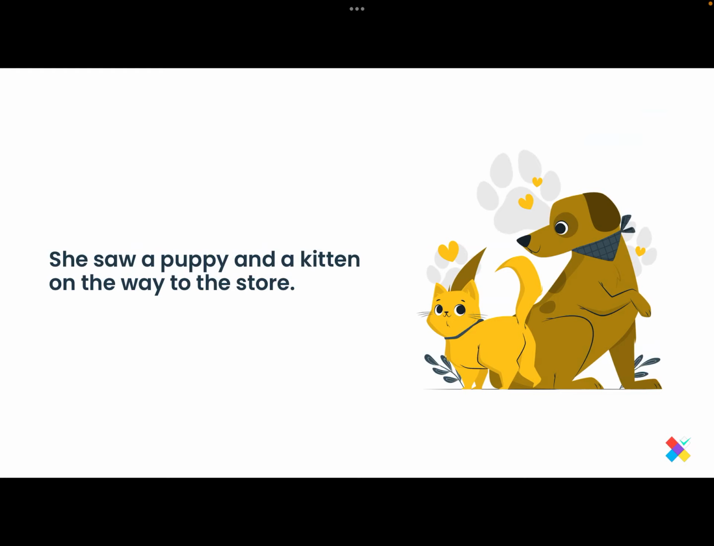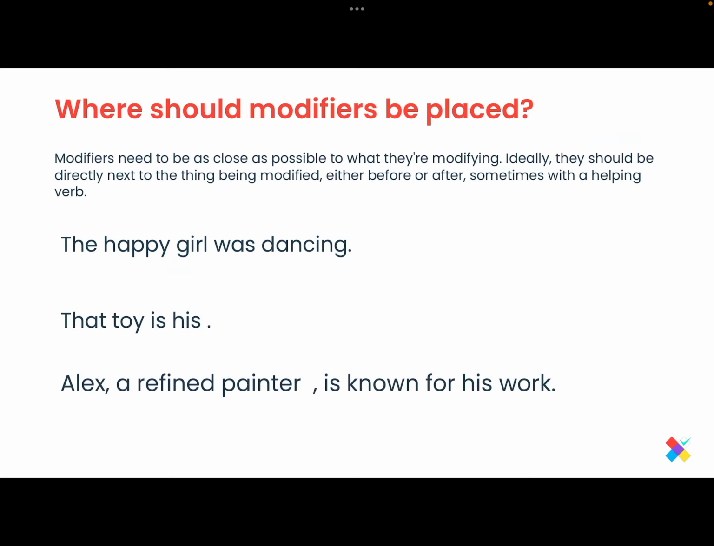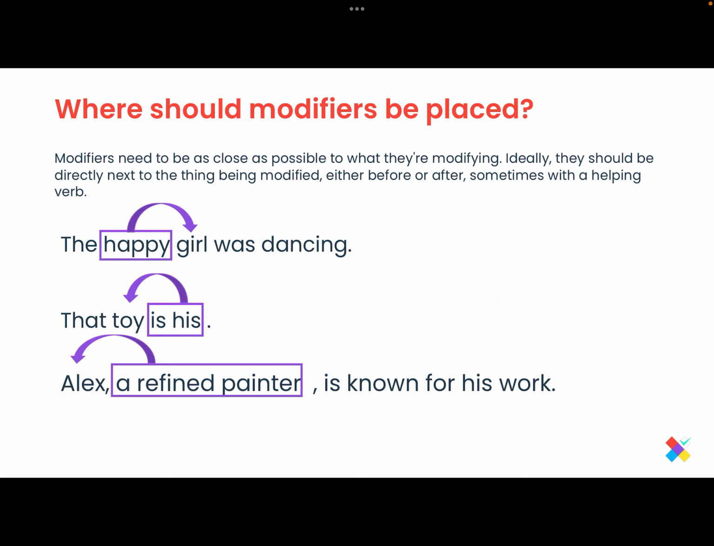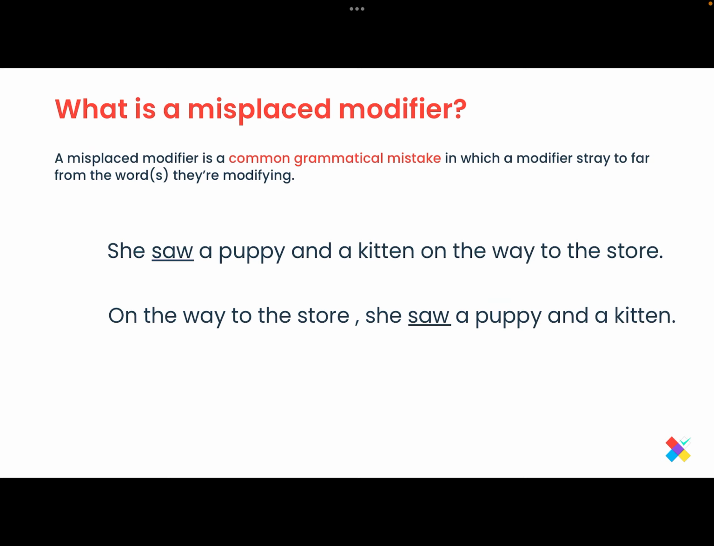Now, this kind of grammatical error can lead to reader confusion, and we're going to see why the sentence is wrong and how it can lead to confusion. Okay, so where should modifiers be placed? As I said, they should be very close to the thing being modified, directly next to the thing being modified, either before or after, just like in these examples, sometimes with a helping verb. Okay, so what is a misplaced modifier? Well, it's a common grammatical mistake in which the modifier strays too far from the word or words it's modifying.